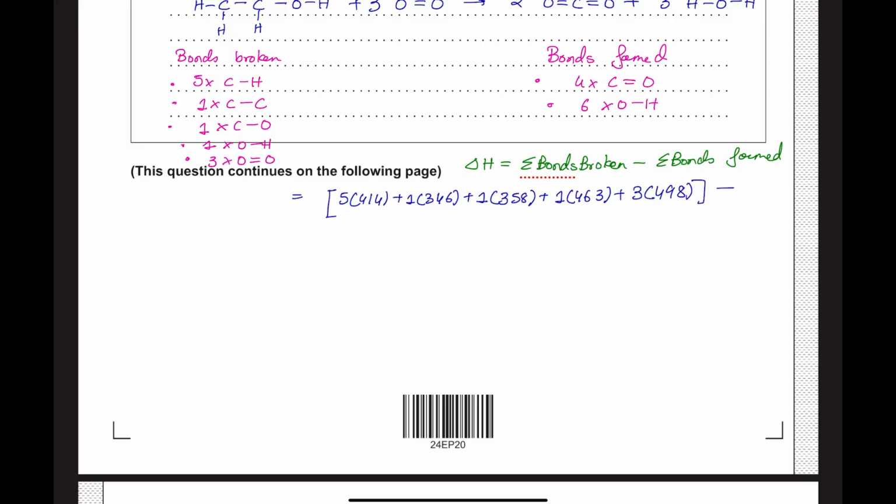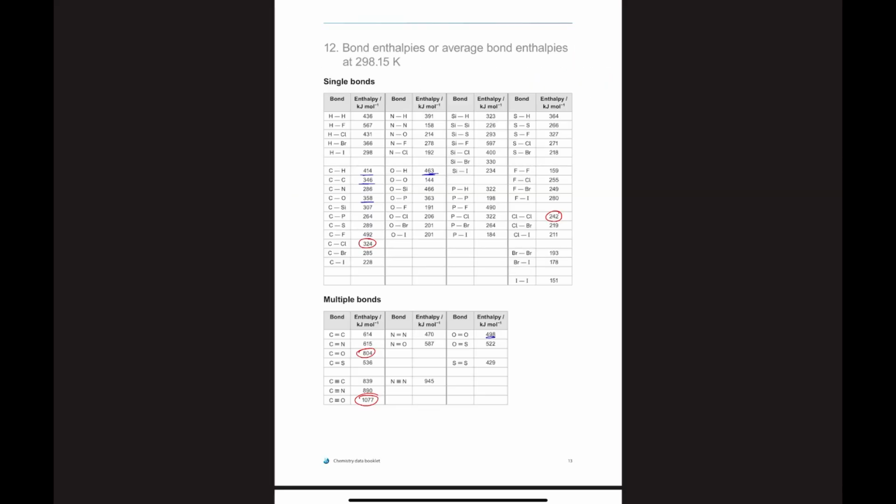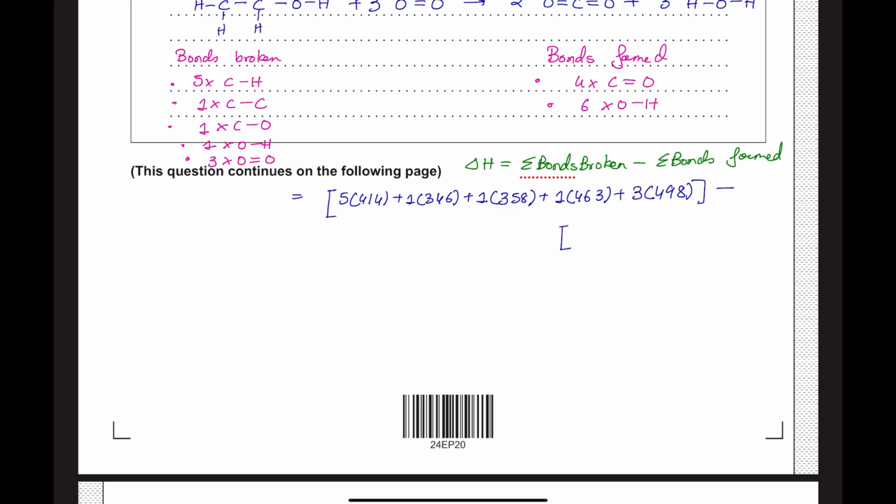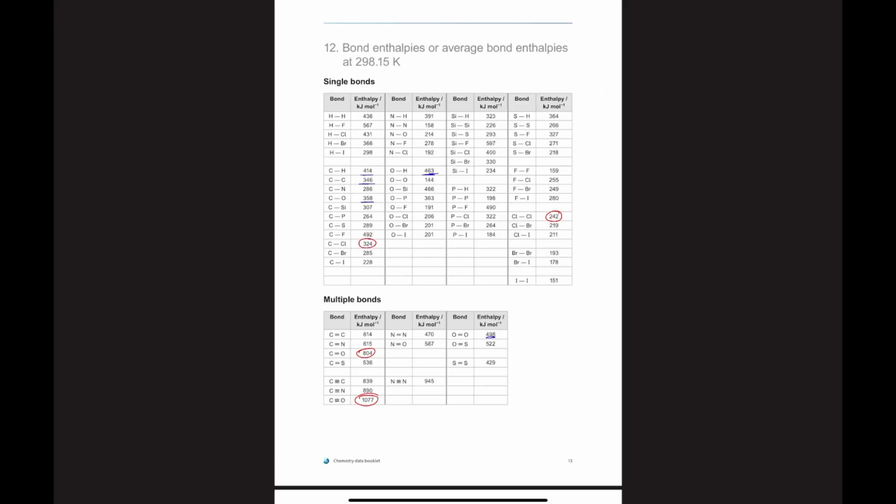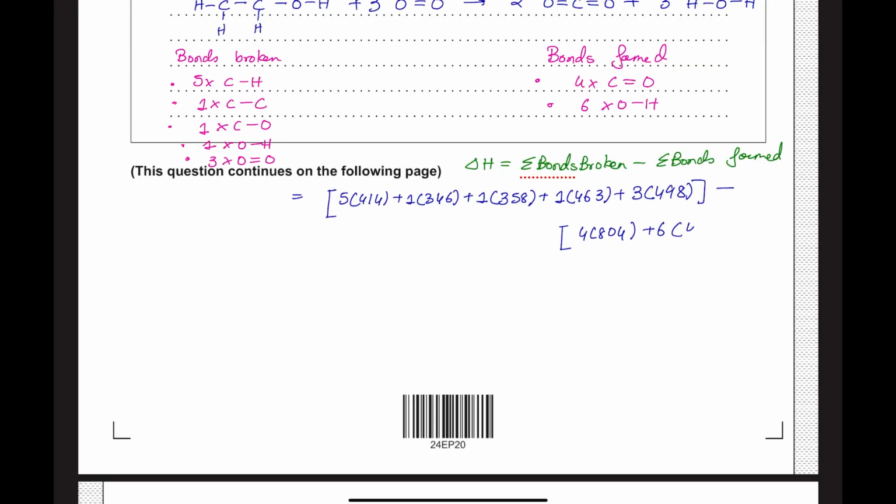And then we have to subtract the bonds formed. C=O is 804. So 4 times 804 plus 6 times O-H. O-H we have already found here, it's 463. Fine, if we plug it into a calculator, we'll get minus 1263 kilojoules per mole, which is the enthalpy of combustion of this reaction. Done.